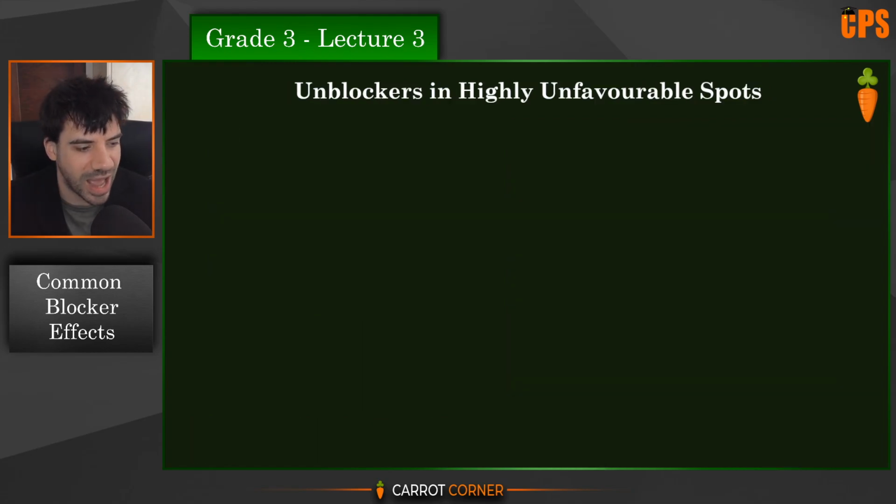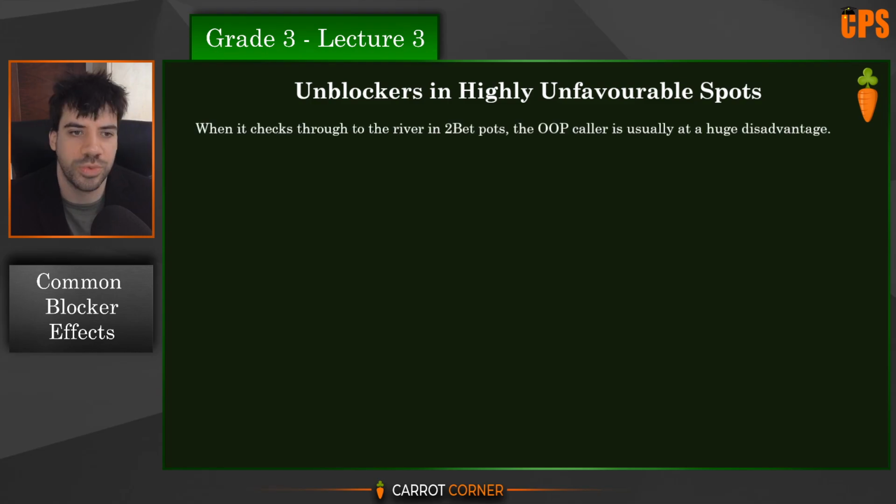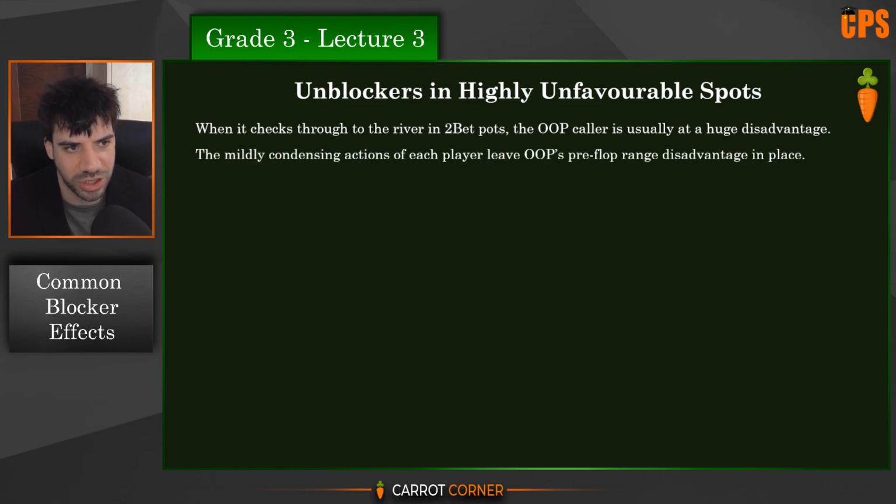Let's look at a spot that's highly unfavorable now, like a very depressing world for the range of the would-be bluffer. When it checks through to the river in a 2-bet pot, the out-of-position caller is usually going to be at a huge disadvantage. The mildly condensing actions of each player, that's the checks that lead to the river, leave the big blind caller from pre-flop, leave their range disadvantage completely in place. Because of course, when the raiser checks back on the flop and the turn, the thing that player forfeits is not the range advantage, but the nut advantage.